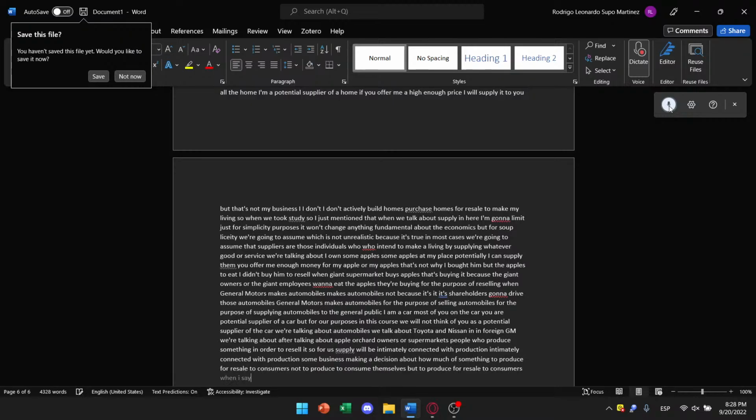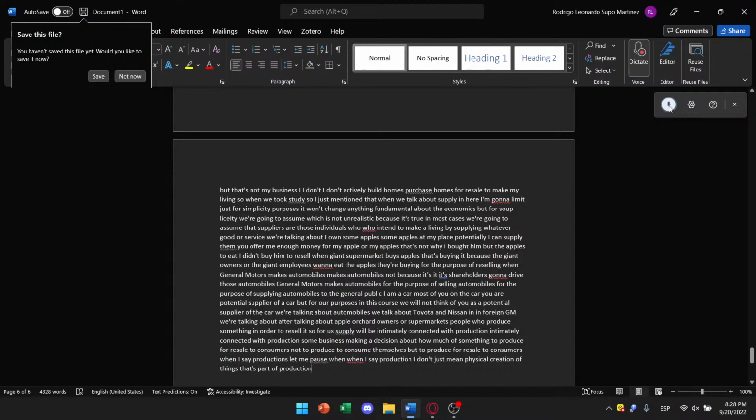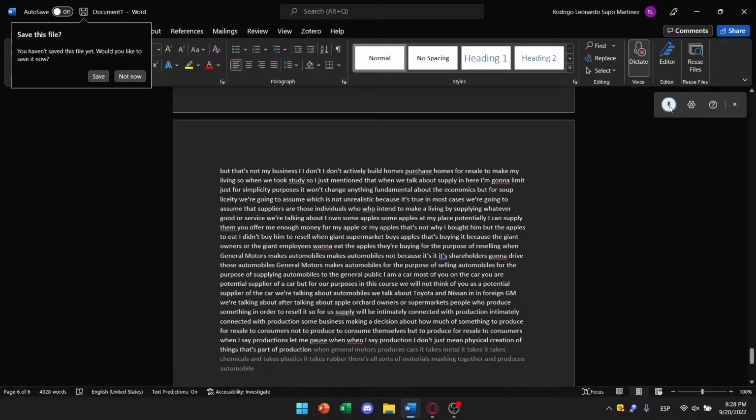When I say production, let me pause for a moment. When I say production, I don't just mean physical creation of things. That's part of production. When General Motors produces cars, it takes metal, chemicals, plastics, rubber, all sorts of materials, mashes them together, and produces an automobile. Produces a physical thing. But production can also be just, as economists use the term, transporting things to where they're more convenient for people to get.